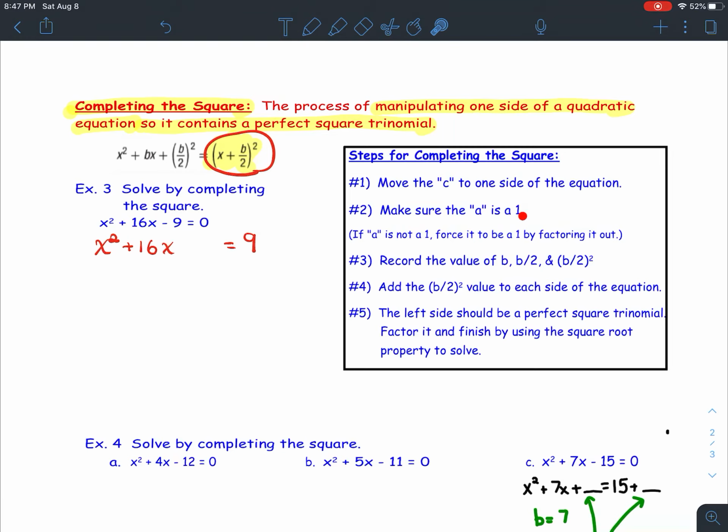Step 2 says make sure the a value, that would be your lead coefficient, the number in front of the x squared, has to be a 1. It mentions here if the a is not a 1, you have to force it to be a 1 by factoring it out. We're going to address that in the next video and the next notes page. All of these problems today and on tonight's assignment, your lead coefficient will be a 1, so you won't have to worry about doing anything for that.